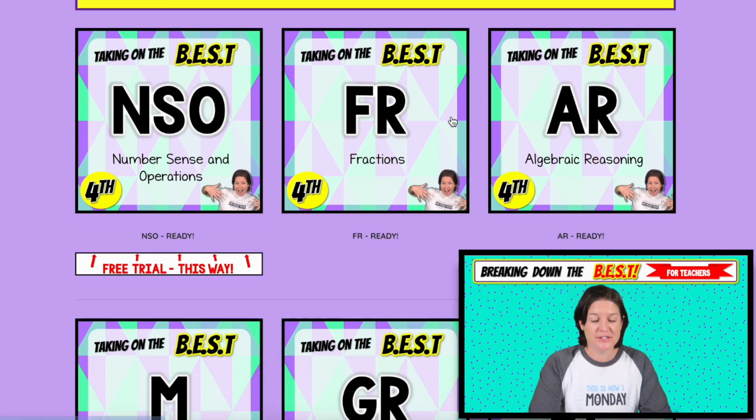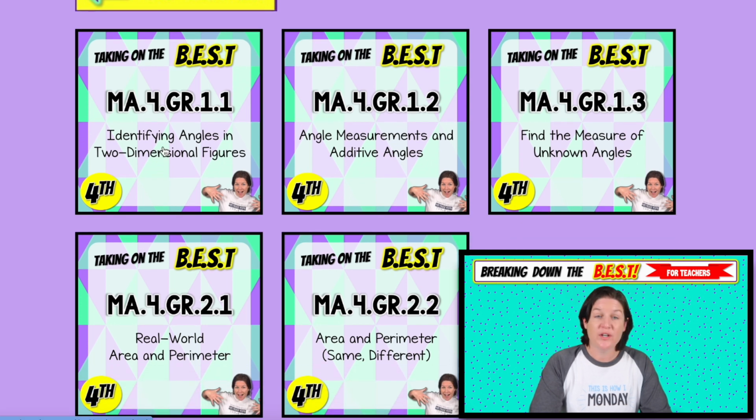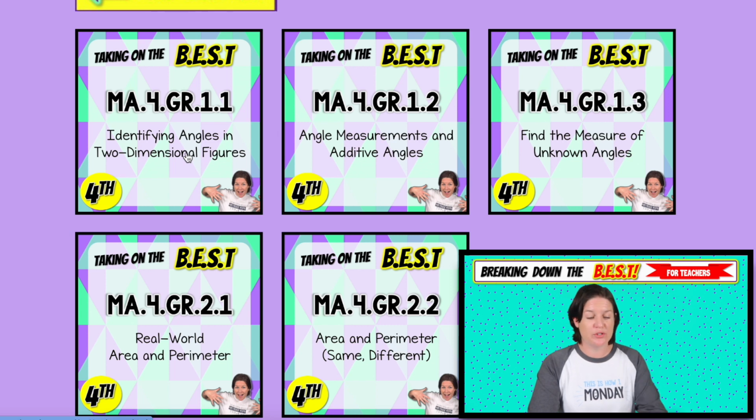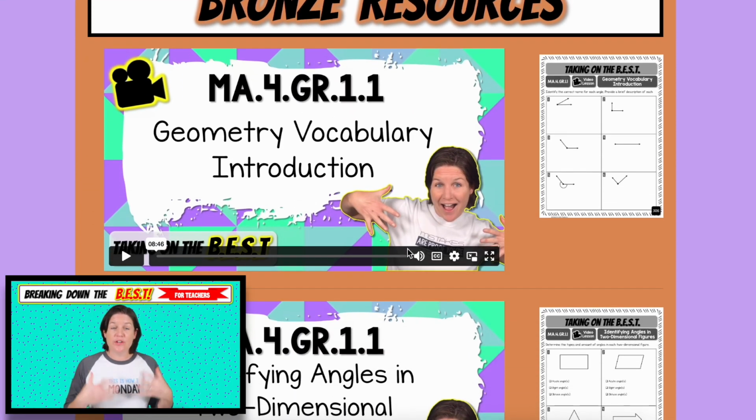Which strand would we like to explore? We're going to scroll down to GR. This is the geometric reasoning strand. And we're going to click right here at MA.4.GR.1.1. It says identifying angles in two-dimensional figures. And right away, we are brought to the bronze resources. These are the video lessons and the student notes that go with it.